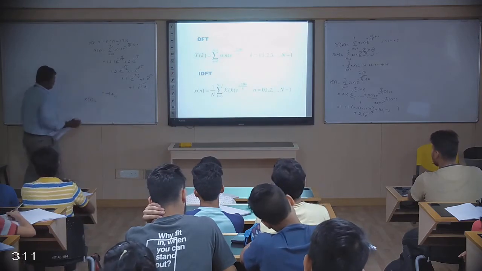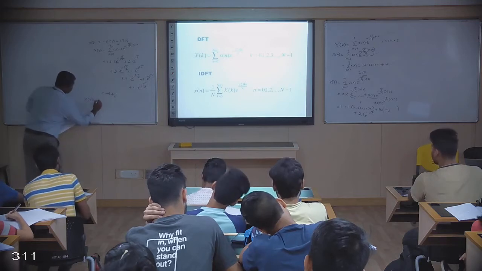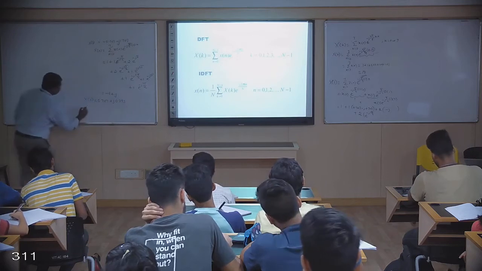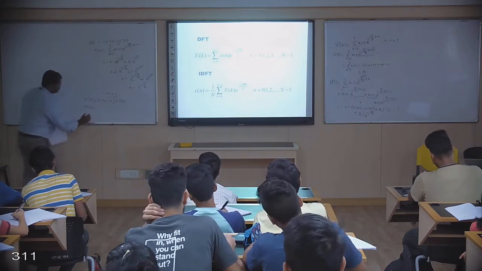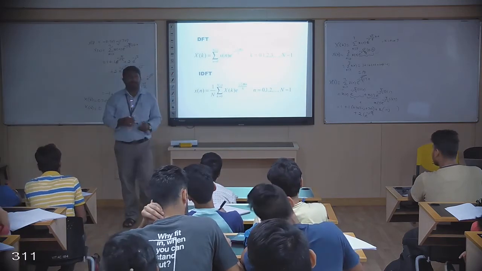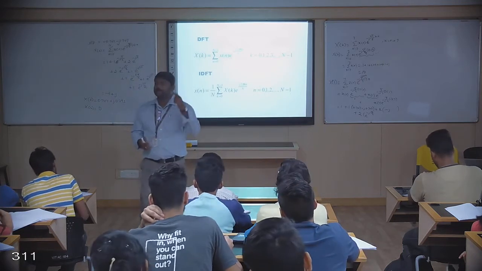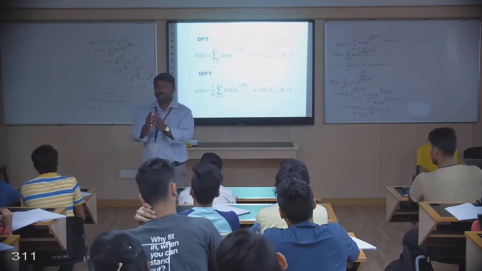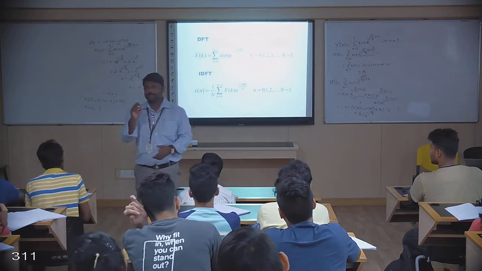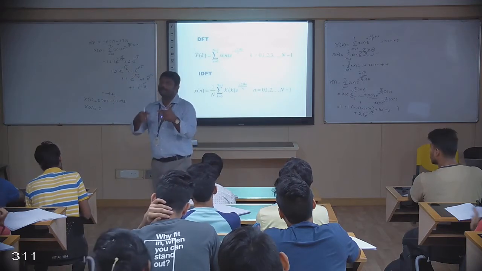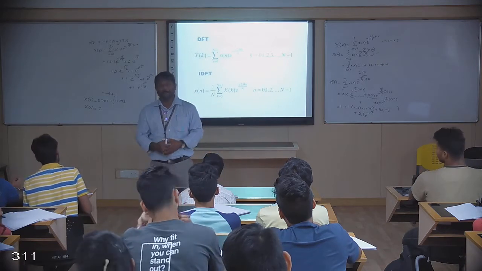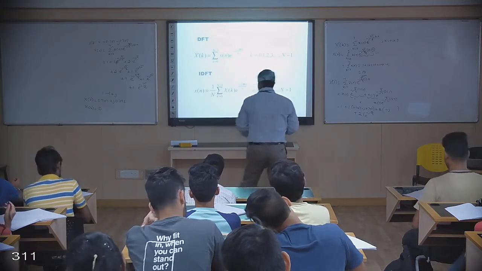So now if you do like this, x of 3 again you will be getting, and x of 4 will be 0. Now for getting the remaining values, you are supposed to get x of 0 to x of 7. Now you have found out up to x of n by 2, that is x of 4. Now for x of 5, x of 6 and x of 7, you have to use a property called symmetry property.